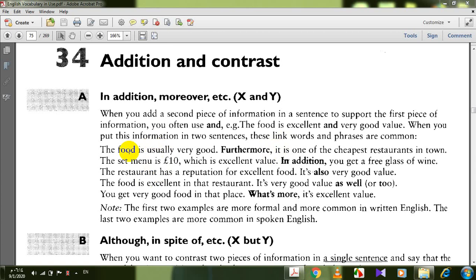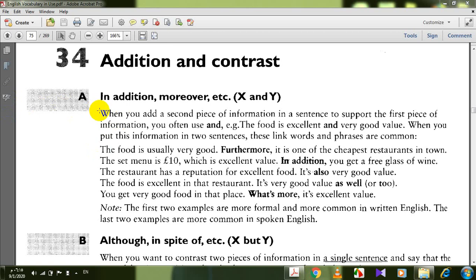Now, inshallah, I am going to start discussing Unit 34, which talks about addition and contrast. Of course, when we talk about addition, we mean that we connect similar ideas with connectors or link words like moreover, in addition, and this stuff. However, when it comes to contrast, we join two different ideas using connectors of contrast. That's to say, we contrast two ideas or more. Let's have a look.